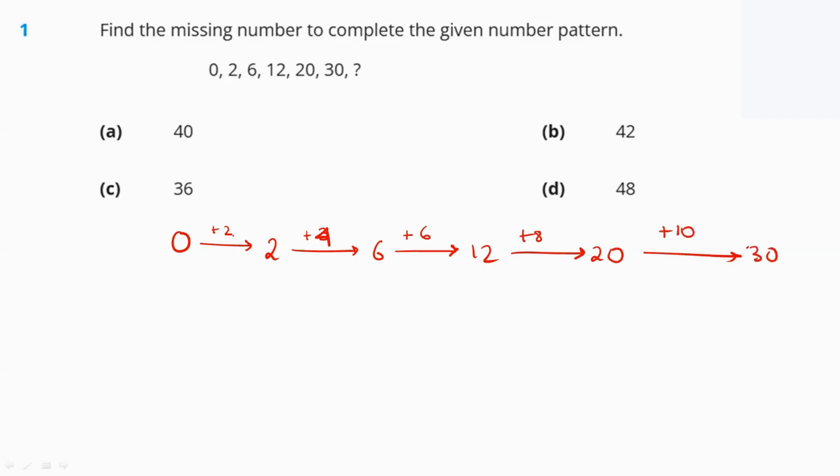Now you notice that we are adding plus 2 each time: plus 2 is 8, plus 2 is 10. So by adding plus 2 each time, you will get the next number. Definitely, if you add plus 2 to 10, you will get plus 12. So your answer would be 30 plus 12, which is 42. So 42 is our right answer. Option number B is our correct answer.